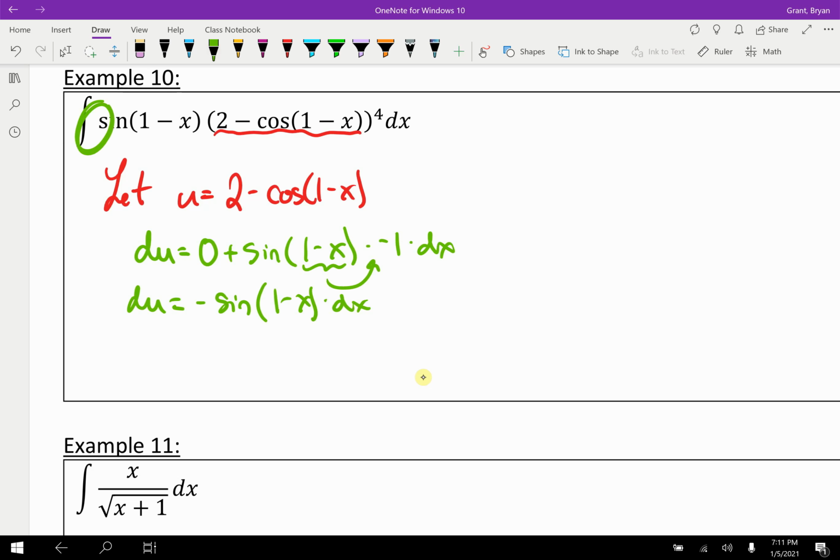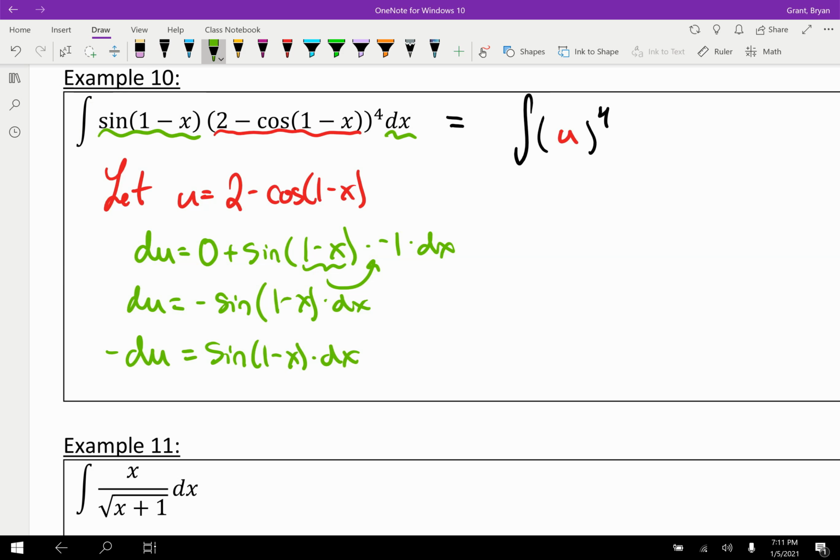But there's no negative over here. If there's no negative, let's move the negative over here, very similar to what we did last question, and now we're here. Whew! Okay, we did the hard part. Let's get to the easier part. This 2 minus cosine of 1 minus x to the 4th power was replaced with u, and then the rest of this sine of 1 minus x dx is replaced with negative du.